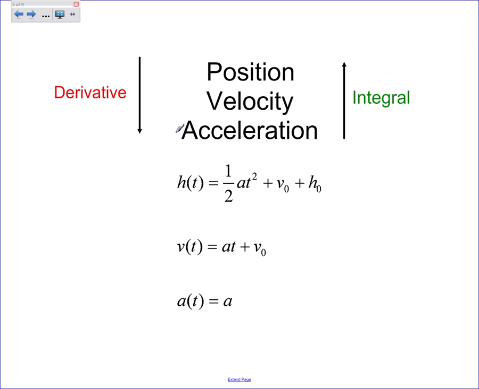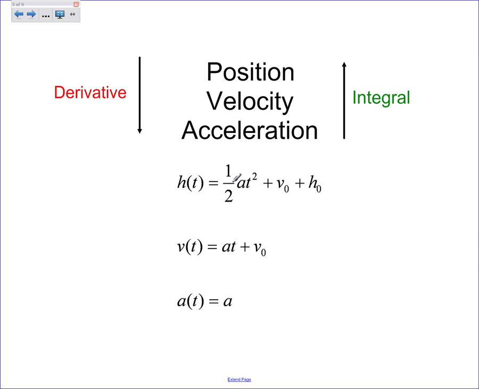What did I just say? Acceleration is the derivative of velocity. So it works the other way when we're integrating or finding the antiderivative. If we know the acceleration, we can take the antiderivative to get the velocity, and we can take the antiderivative of that to get position. We'll use some initial conditions to get there.